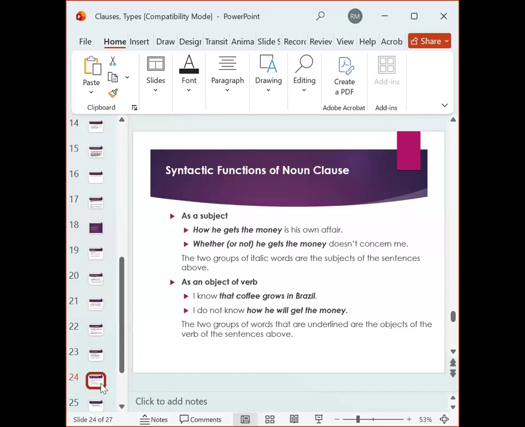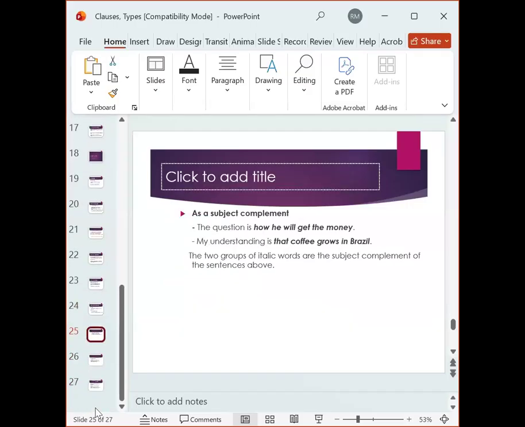Now let's look at noun clauses as objects. As for that one, I saw a lot of them in your examples. I know that coffee grows in Brazil. So that coffee grows in Brazil is the object of the verb know. I do not know how he will get the money. How he will get the money, remember the WH nominal clauses. How is part of the WH, okay? Even though it begins with H. So that's the function of object.